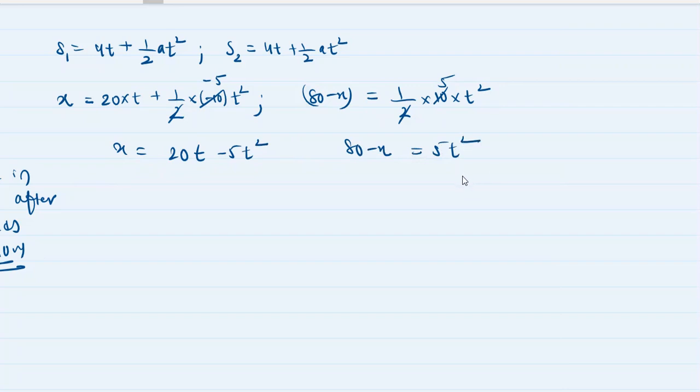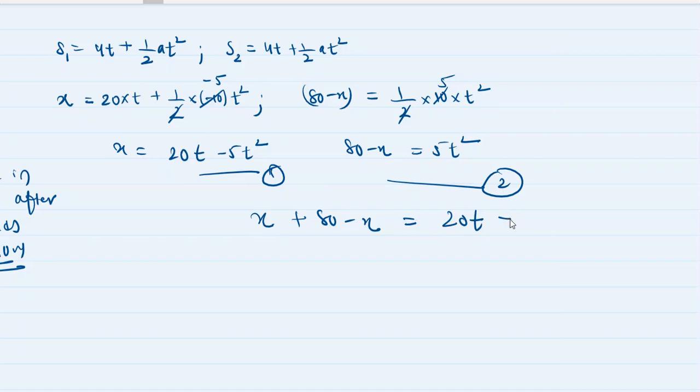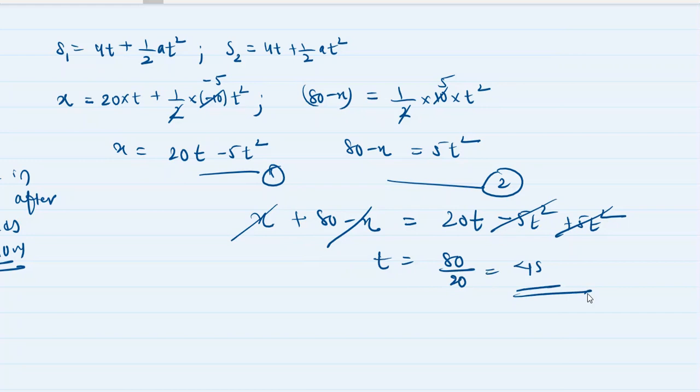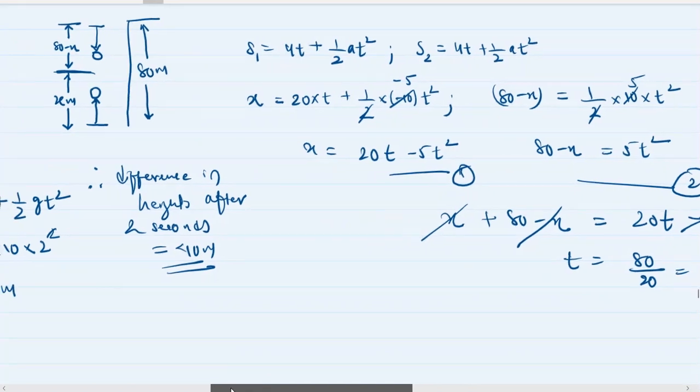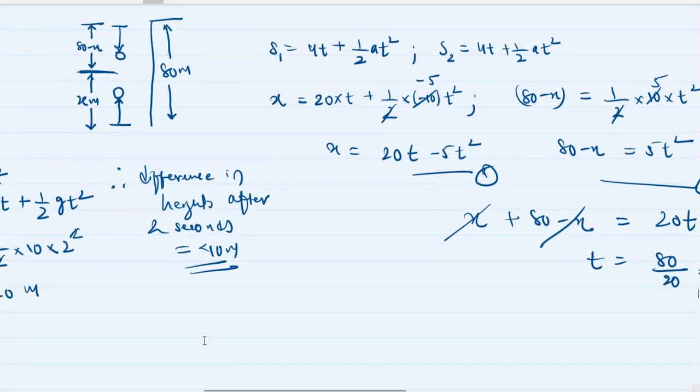I think we can find it. I think so, I'm not sure. So if we add both the equations, we get x plus 80 minus x is equal to 20t minus 5t square plus 5t square. Okay, so the x and minus x get cut, 5t square gets cut, and t becomes 80 by 20, which is 4 seconds. So that means both the balls will meet after 4 seconds or collide after 4 seconds.